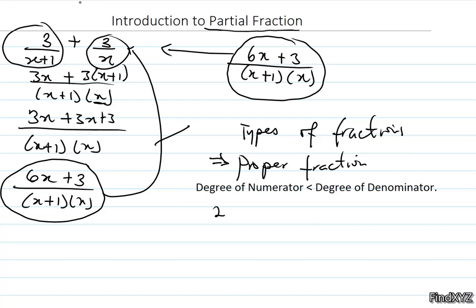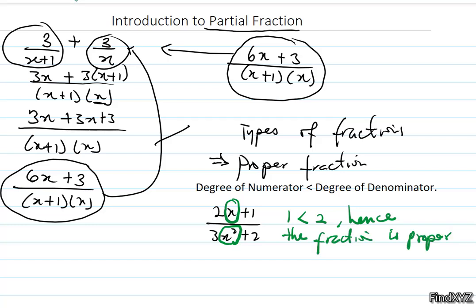Now let's take an example. So given 2x plus 1 all over 3x squared plus 2. Looking at this fraction, what is the degree of the numerator? This is 1. And what is the degree of the highest power in the denominator? That is power 2. So we can clearly see that 1 is less than 2. Hence, the fraction is proper. So you always look at the highest degree. You don't look at the arrangement, just look at the highest degree.